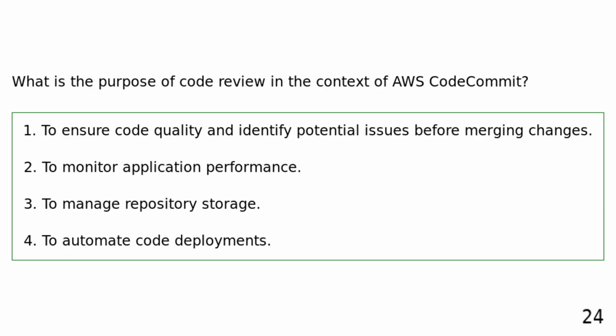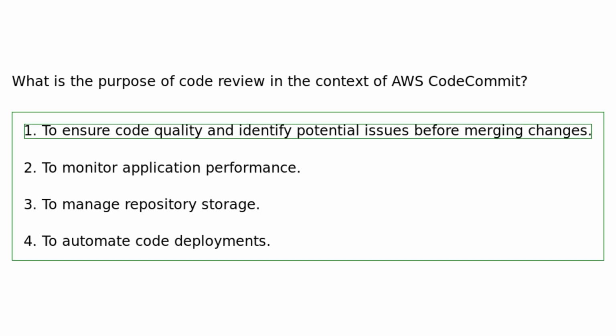What is the purpose of code review in the context of AWS CodeCommit? To ensure code quality and identify potential issues before merging changes. To monitor application performance. To manage repository storage. To automate code deployments. Code review is conducted to ensure the quality of code and to identify any potential issues before the changes are merged into the main code base.